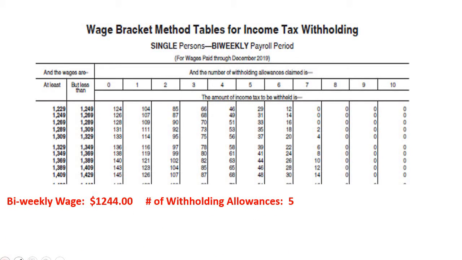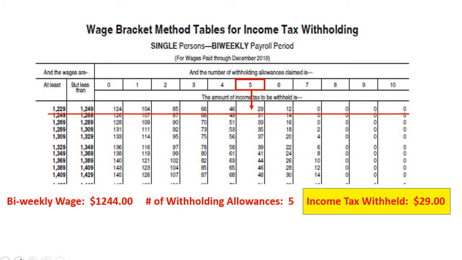So my bi-weekly wage is $12.44. My number of withholding allowances is 5. What was our process? Number one, let's check the row. Well, $12.44 is between $12.29 and $12.49. There is my listing of how many withholding allowances. It's 5, so it gives me that column. I'm going right down that column. What is the amount of income tax withheld from this check? Awesome, $29.